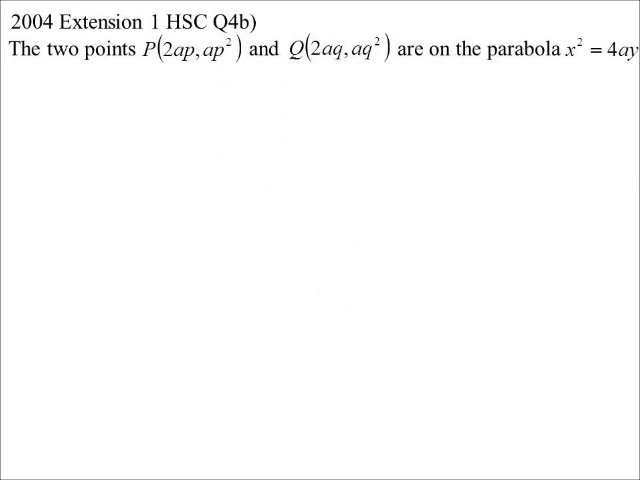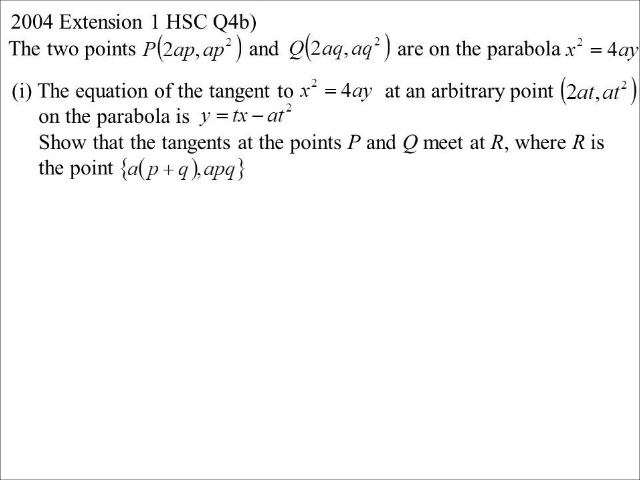Let's try another one. So once again, our two standard points, P and Q, standard parabola. So the first part of this particular one, the equation of the tangents, and they gave us the equation, show that the tangents at P and Q meet at R with these coordinates. Well, again, we've done that before. I'm not going to worry about that now. More interested in what the coordinates are for the sake of this question.